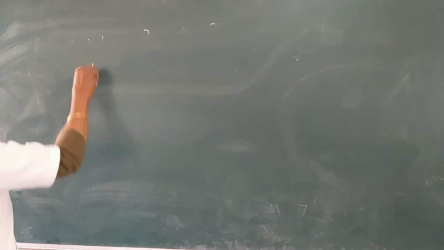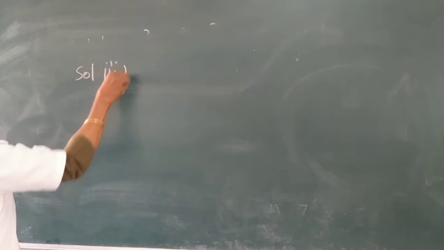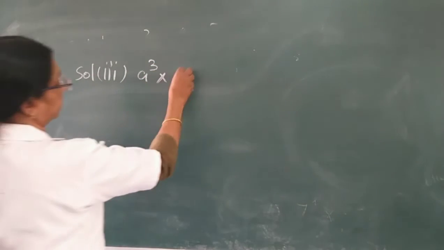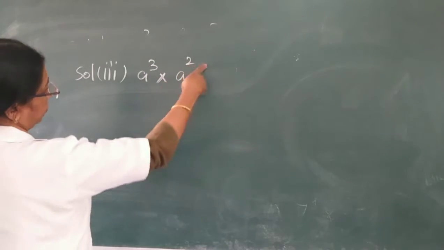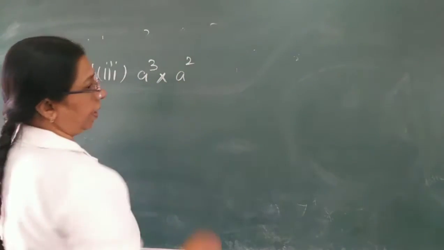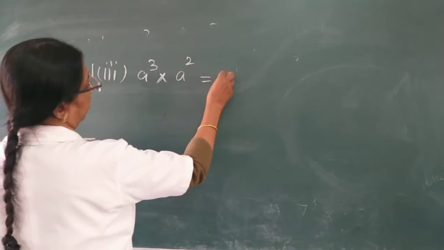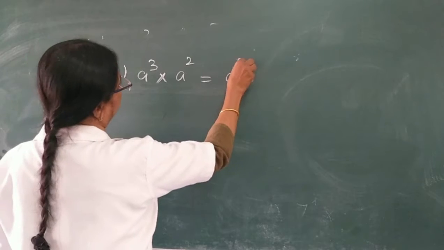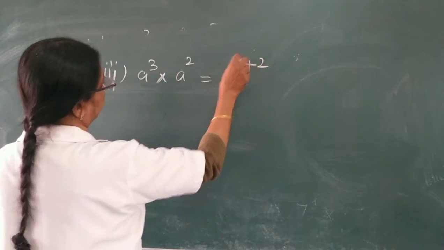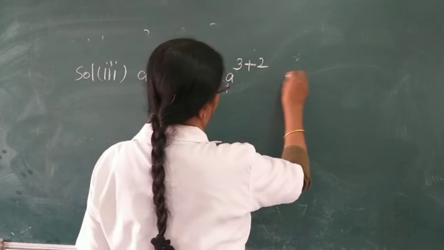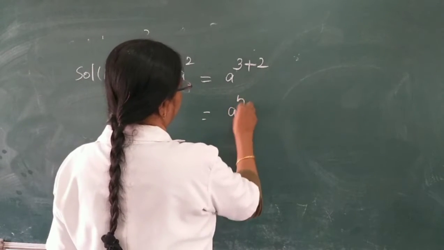Now solution 3. A raised to 3 into a square. The base is equal. Then we can apply a raised to m into a raised to n is equal to a raised to m plus n. A raised to 5.